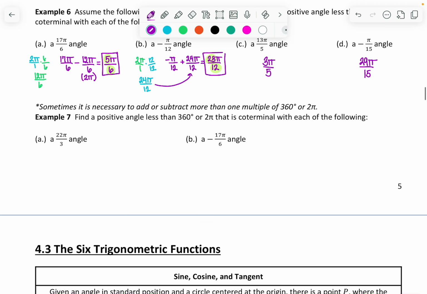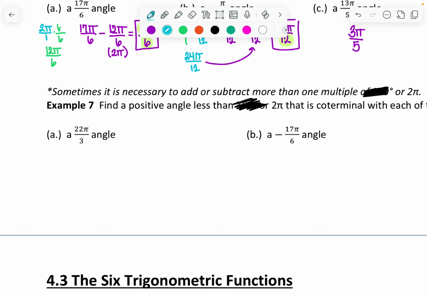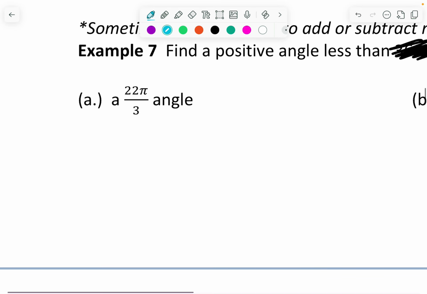Now, it might be necessary to add or subtract more than one multiple. Now, we're not working in degrees, so you can cross out the 360. We're only working in radians. So this says find a positive angle less than 2 pi that is coterminal with each of the following. So let's look at what's going to happen here. We can do this one at a time, or we can kind of think about it as we go.